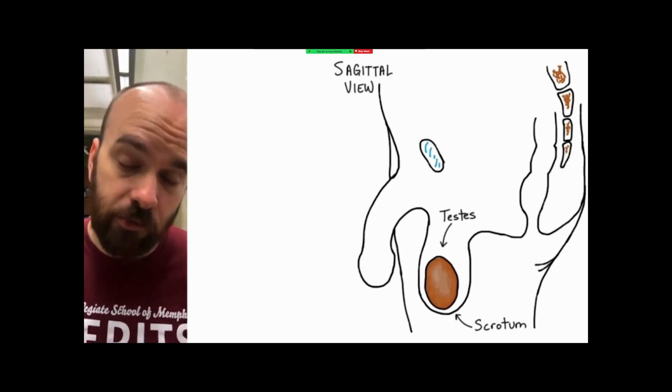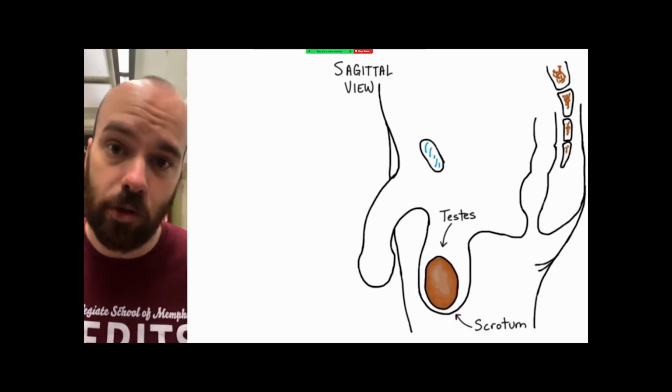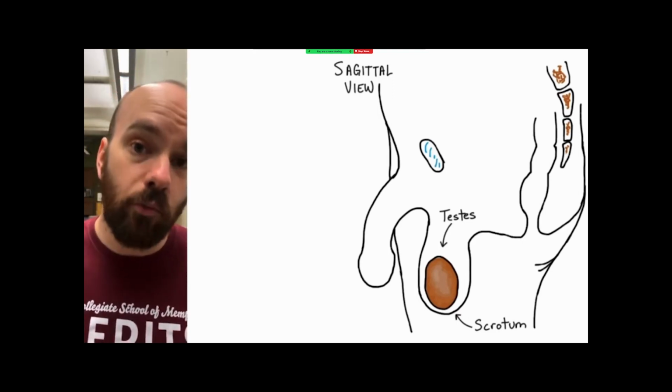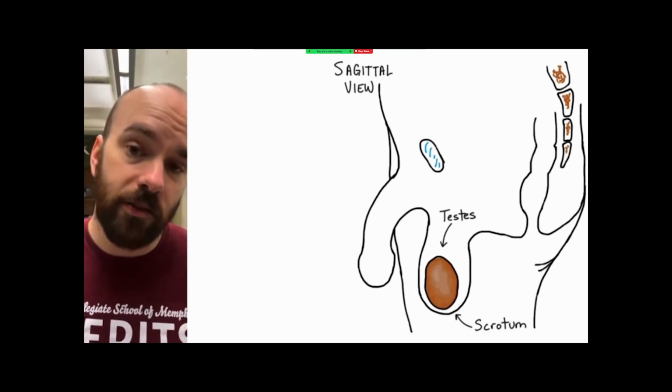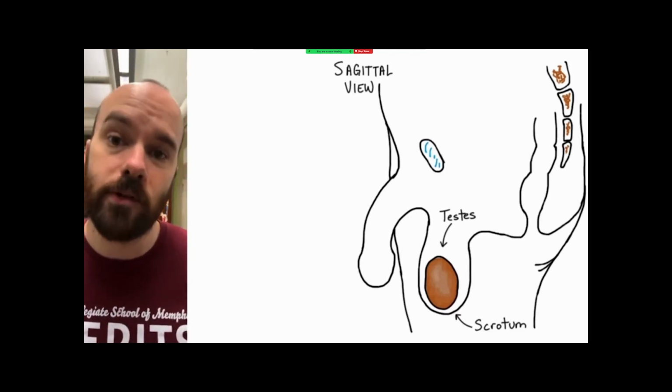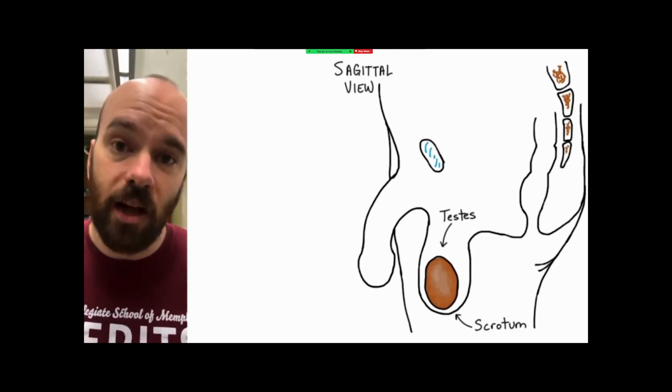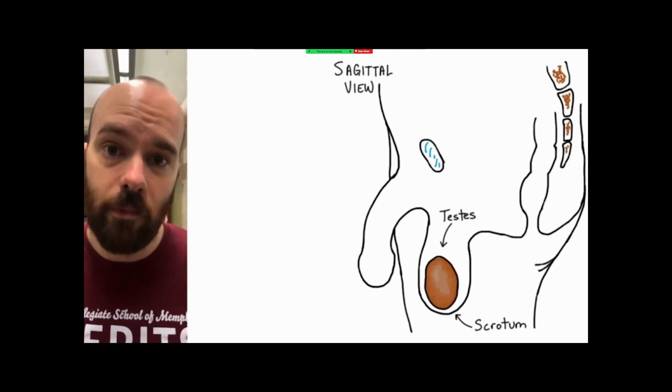Whenever it's cold, the scrotum will contract and pull those testes up closer to the body to keep them warm. And whenever it's warm, then the scrotum will relax so those testes can keep farther from the warmer temperatures of the internal body. The testes also produce testosterone, the primary male sex hormone.